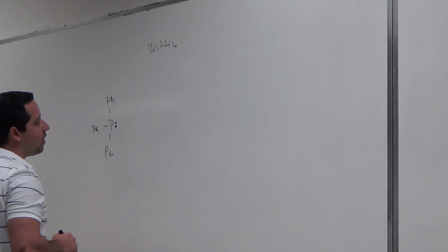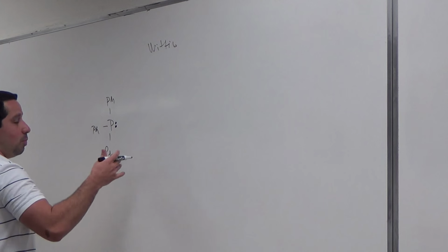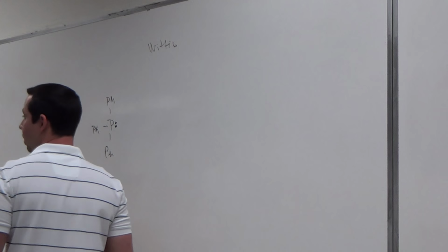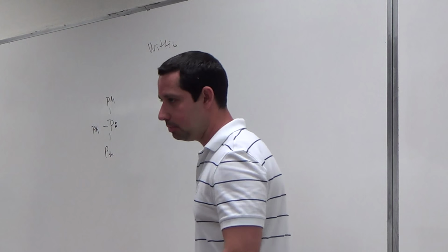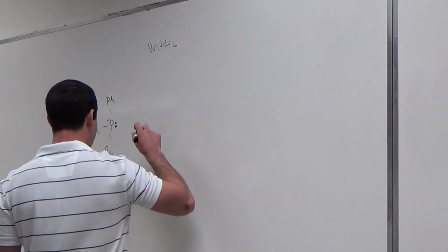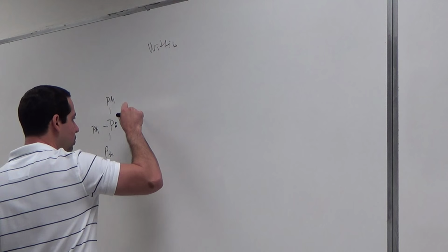So, triphenylphosphine, I have to make the Wittig. And what am I going to react that with? I'm going to react this with an alkyl halide. So let's say this is the alkyl halide I use.